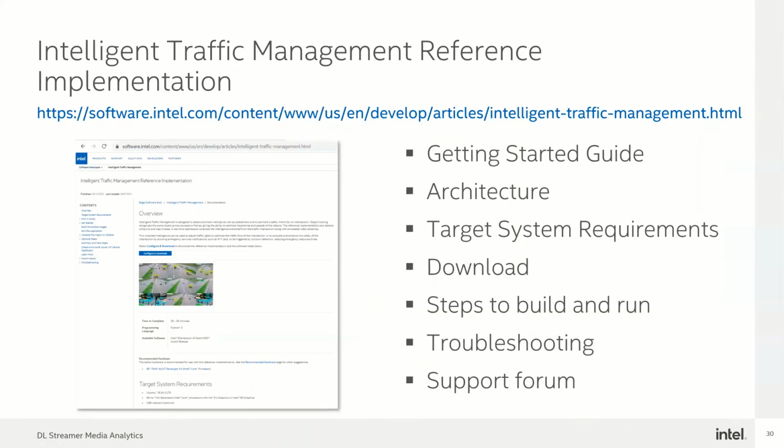And I'm going to just walk you through one of the reference implementations to give you an idea of what it is like. So this is a reference implementation for a traffic management system. For each reference implementation, you will have an overview, a getting started guide, an architecture diagram, target system requirements, and a way to download the artifacts or collateral for that reference implementation, steps to build and run it, and a troubleshooting guide, and also a link to our support forum where you can ask all these questions and get answers to your problems.